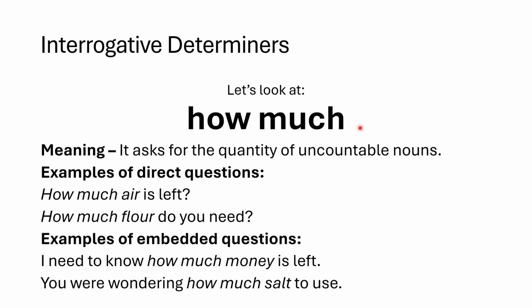Let's look at how much. The meaning. It asks for the quantity of uncountable nouns. Here are some examples of direct questions. How much air is left? How much flour do you need? Here are some examples of embedded questions. I need to know how much money is left. You were wondering how much salt to use.